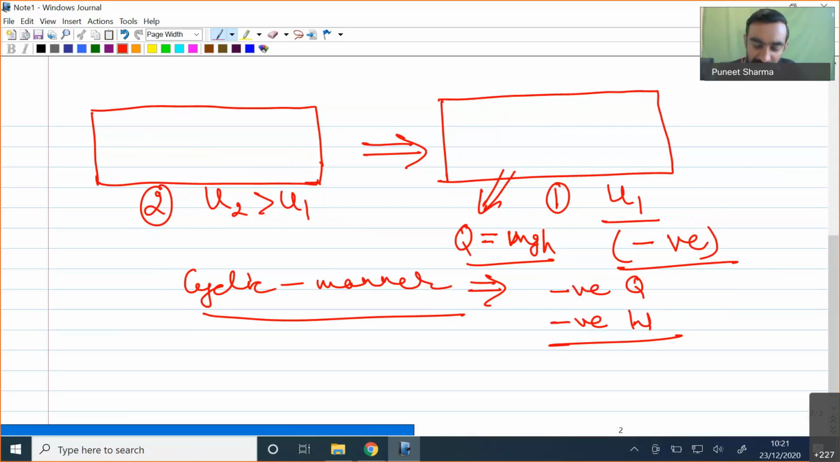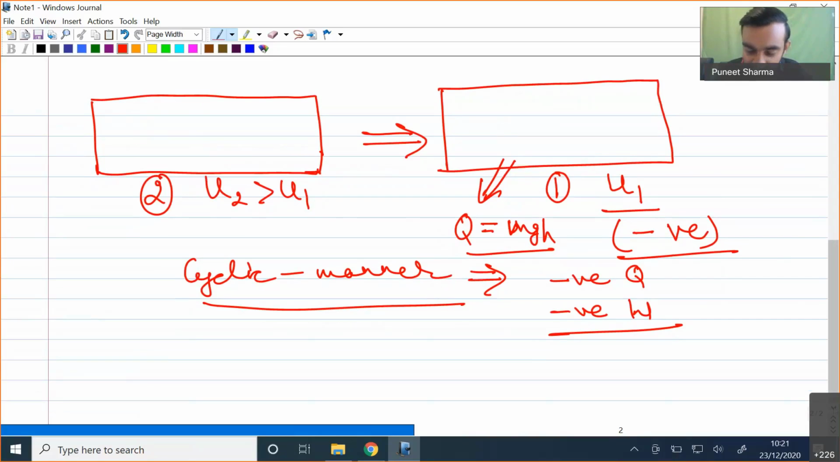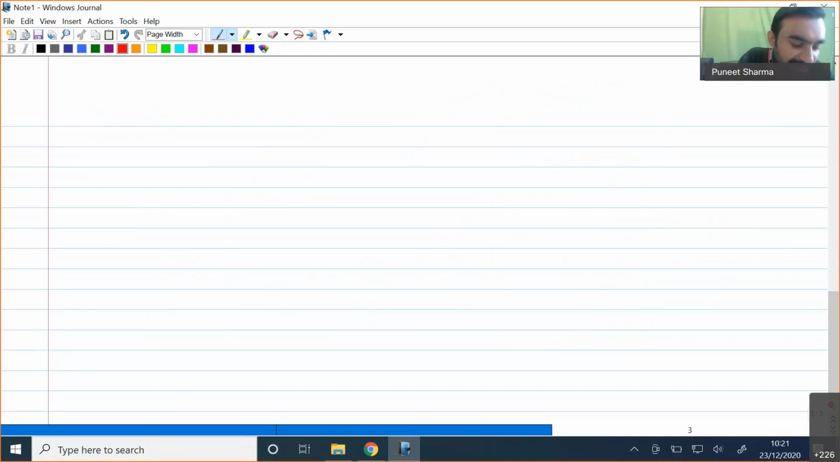Okay, because first we have gone from state 1 to state 2 by having negative amount of work, then we have some heat transfer from system to surrounding, so we are having some negative amount of heat interaction. So because of that, once again our system has returned from state 2 to state 1.